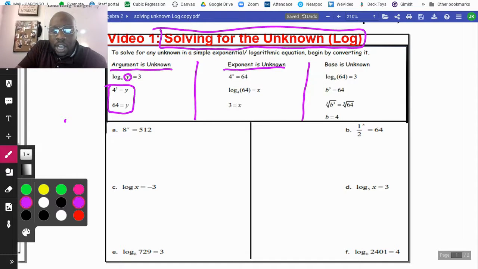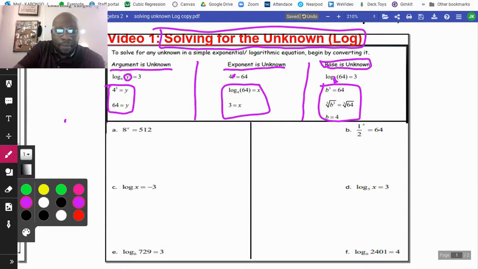When the exponent is unknown, the exponent is clearly the number raised to the power, right? When that's missing, we're going to go through all these steps right here. When the base is missing, is unknown, there are steps to do. You see this b missing right here? I'm going to walk you through these steps, how to find it.